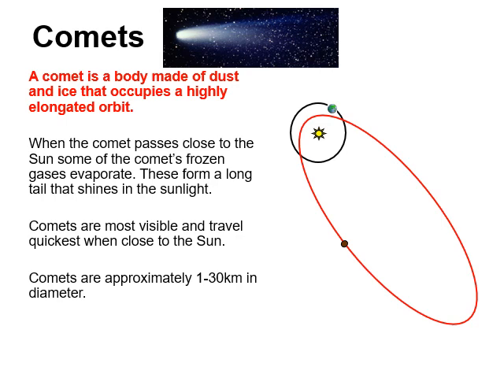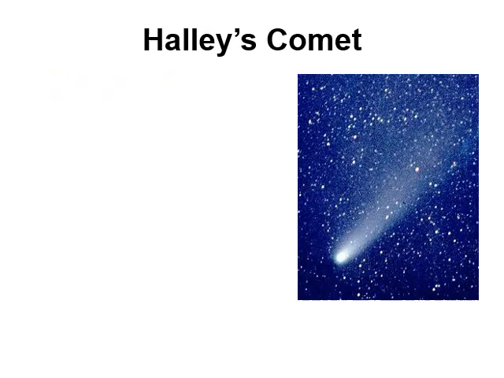So comets are most visible and travel quickest when closest to the sun, and also we can see them because they're closer to us because we're on Earth. And comets are approximately in the range of about 30 kilometers, 15 kilometers in diameter. Quite a small object.